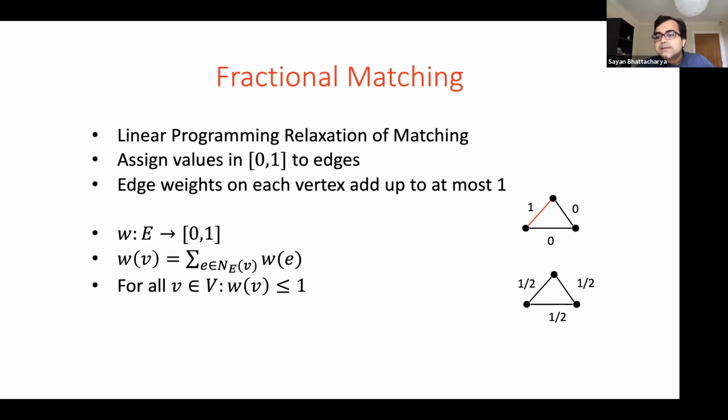And this is a generalization of integral matching, because for an integral matching, you are just assigning 0, 1 weights. So on top, you see an integral matching with the red edge being matched, getting weight 1, and the other edges getting weight 0. And this is a notation that I will use throughout this talk, so please familiarize yourself with this notation. W of e will denote the weight assigned to an edge, and W of v will denote the total weight received by a node from all its incident edges in a given fractional matching W.